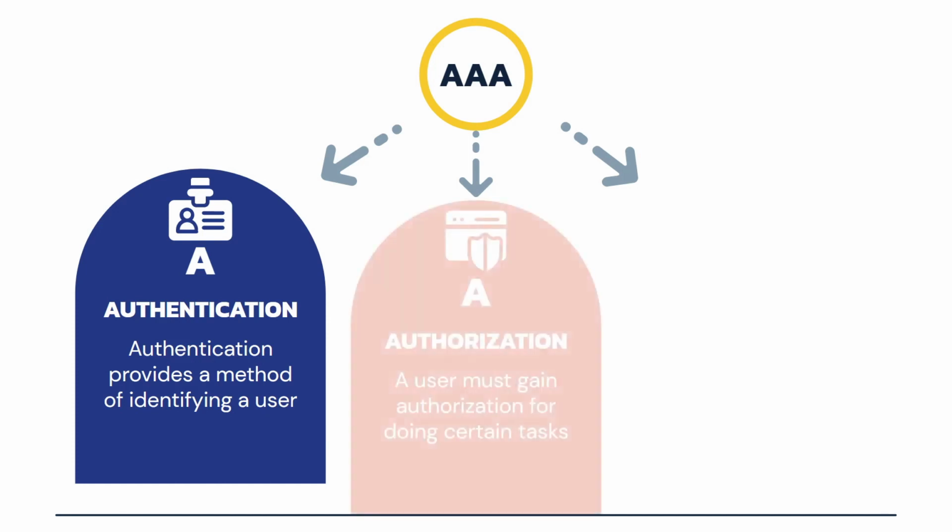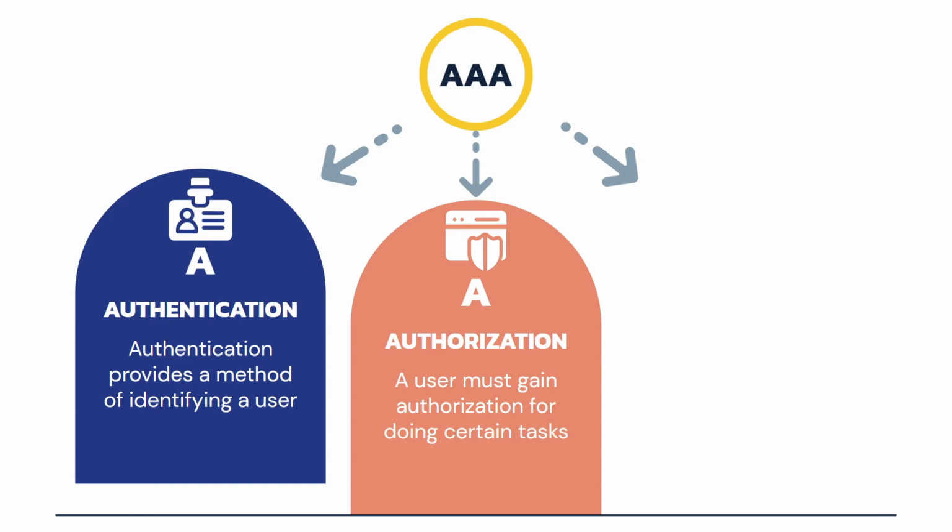The next one is authorization. A user must gain authorization for doing certain tasks. After logging in to the system, for instance, the user may try to issue a command. The authorization process determines whether the user has the authority to issue such a command. Simply put, authorization is the process of enforcing policies, determining what type of activities, resources, or services a user is permitted.